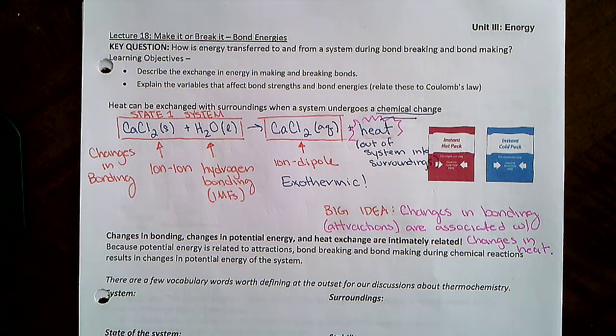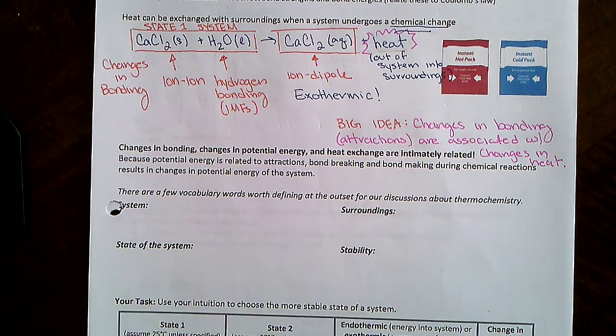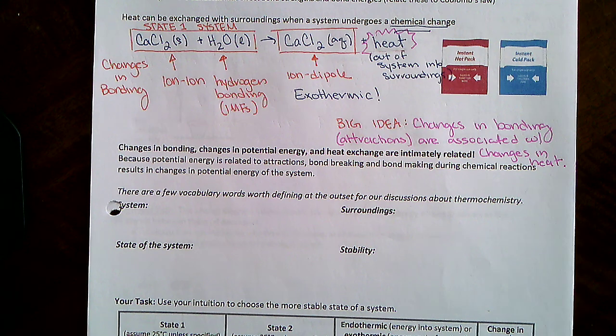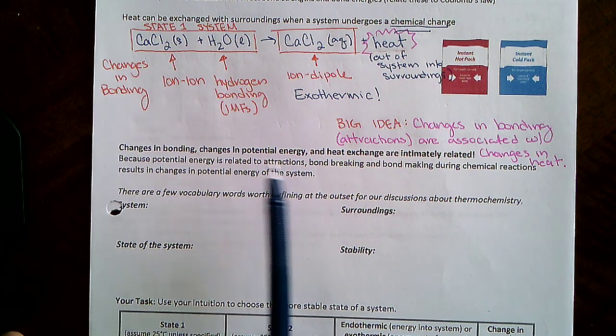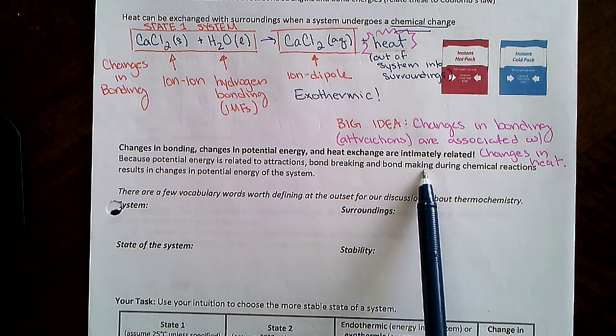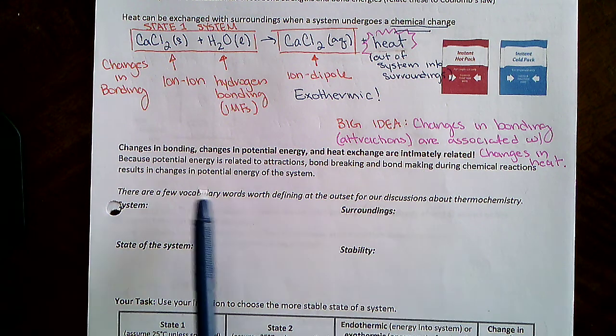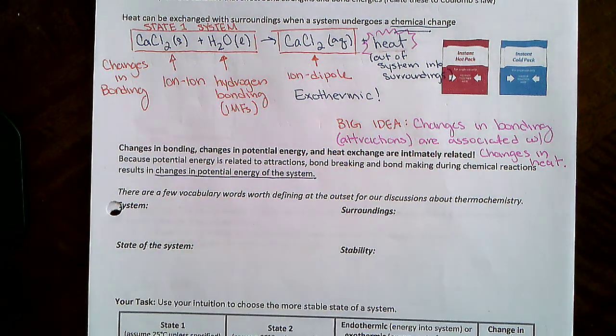Okay, so that's kind of an overview. I want to define some terms before we move on. Because potential energy is related to attractions, anytime you have bond breaking and bond making during a chemical reaction, there's going to be a change in potential energy of the system.